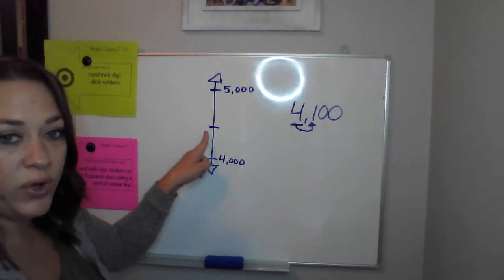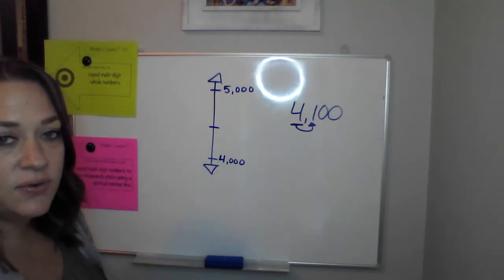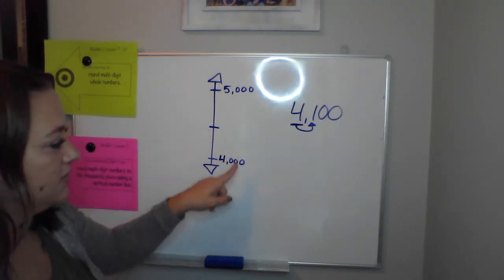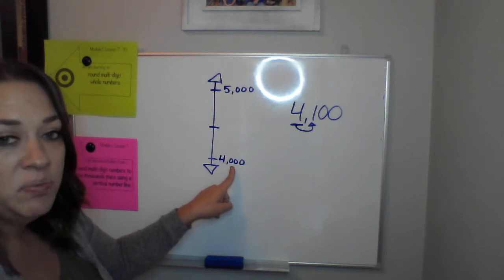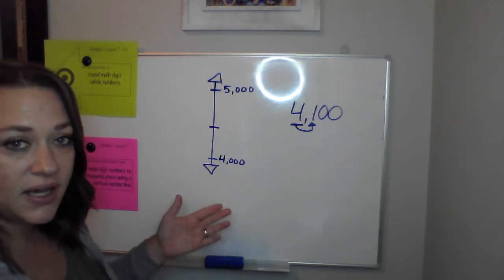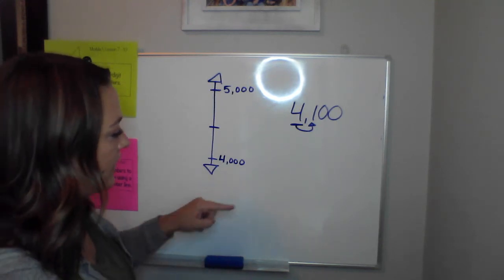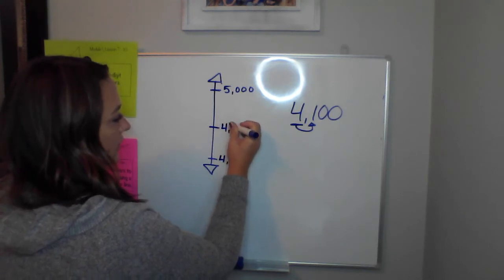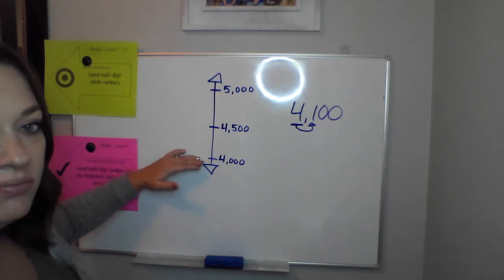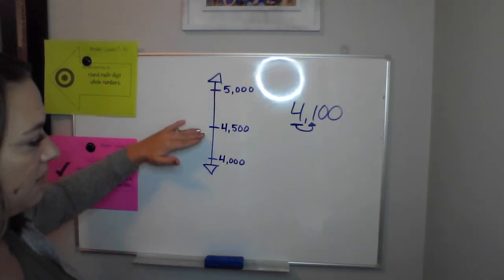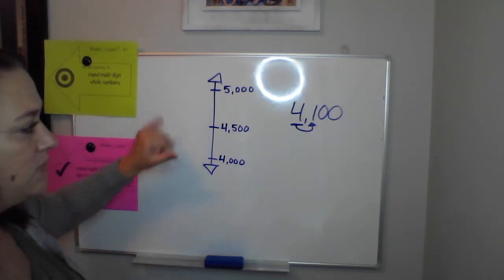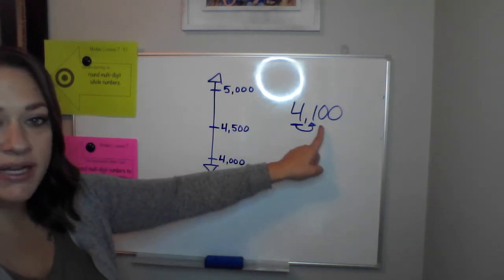Then I'll have a midpoint in the middle of the two. And that's going to be halfway between my 4,000 and 5,000. So halfway between them, I would be adding to my hundreds place, and half of 1,000 is 500. So 4,000 and 500. So now I have my lower point, my high point, and midpoint. This is going to help me decide where I'm going to round to. And then I plot this number on my number line.